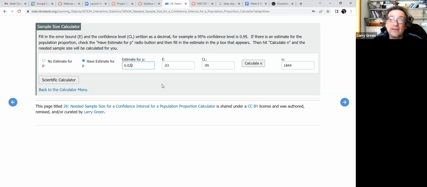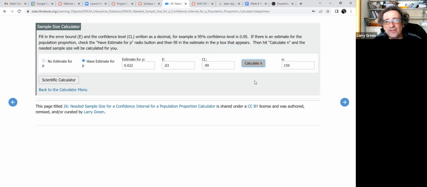Okay, so by the way, before we needed 1,844. That was when we didn't have an estimate. Should I click calculate N? Now you need 159. Huge difference. If you went and looked at 1,844 cars, that's a huge amount of work. Whereas looking at 159 still is a little bit of work, but nothing like what we had to do if you didn't have an estimate. Do you see? So often getting an estimate is a good idea.